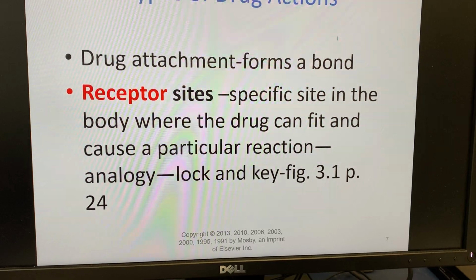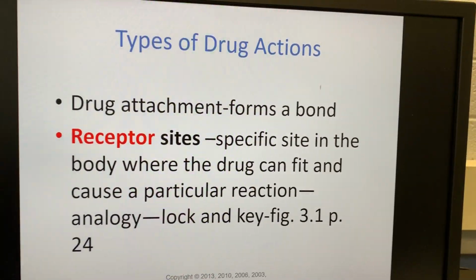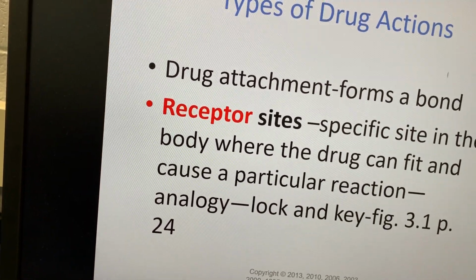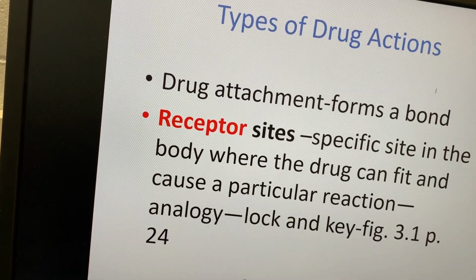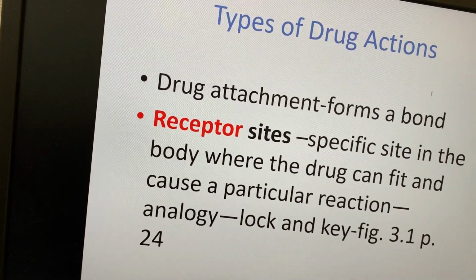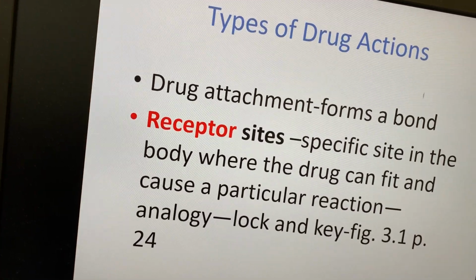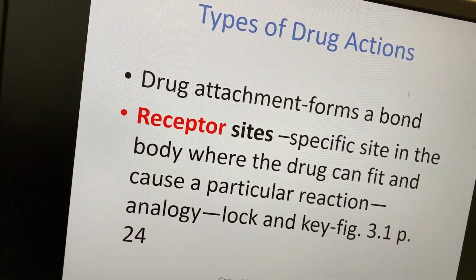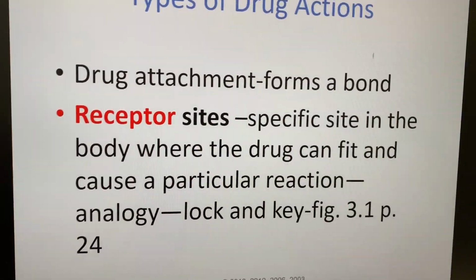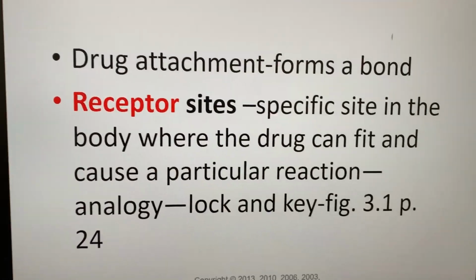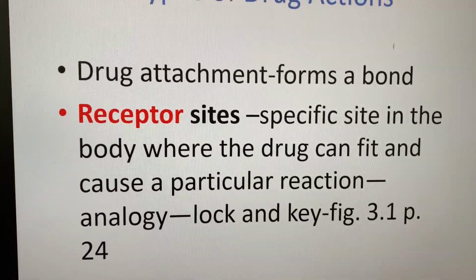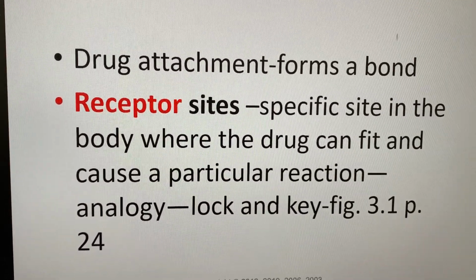Now, the analogy many times used is a lock and a key. You'll see at the top of page 24 on the left, you see the receptor on a cell. The drug comes along. Notice it fits perfectly. It fits into that little receptor slot, and then it can perform an action. This is a very common way that a drug works in the body, by fitting a particular receptor just the way your car key fits your car. It's kind of the same thing.